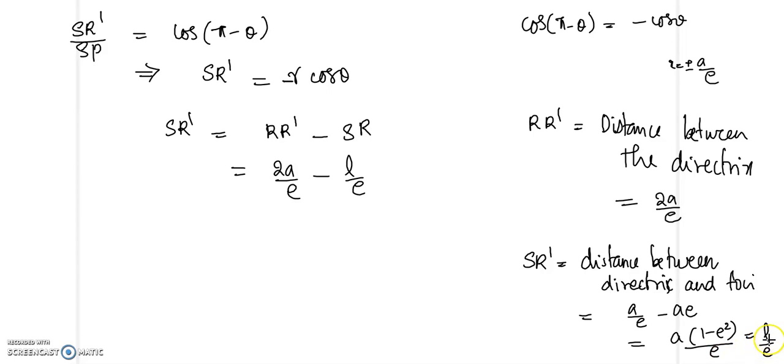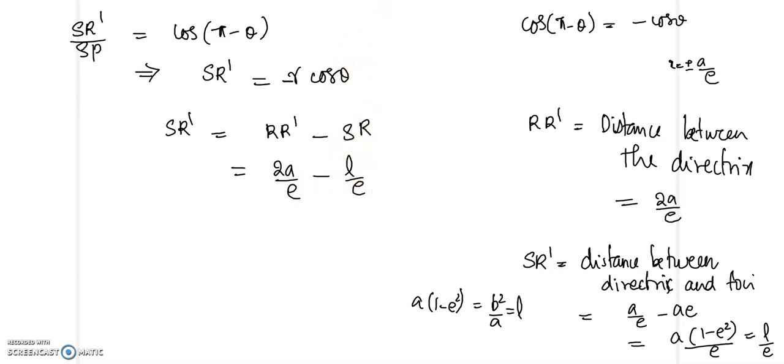So that will give me L by e, where L is the latus rectum. So this value in the numerator will be the value of L, because a into 1 minus e square will be b square by a. b square is a square into 1 minus e square. So b square by a is this value, which is equal to L. So therefore a by e minus ae will be equal to L by e. So that will give us the value of SR dash. SR dash will be 2a by e minus L by e.